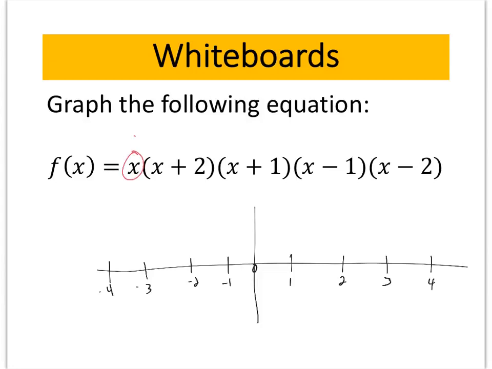So what makes it 0? 0. So I plot a point at 0. What makes it 0? -2 makes that piece 0, so I plot a point at -2. What makes this piece 0? Well, 1 makes it 0, so I plot a point at 1. What makes this piece 0?